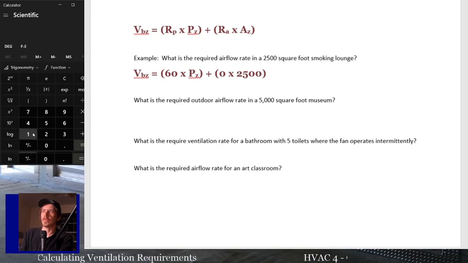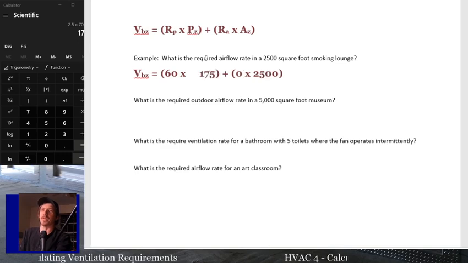We have to do 2,500 divided by 1,000, right, is 2.5. 2.5 times 70, because there's 70 people per 1,000 square foot, will give us 175. So we put that number here, 175.